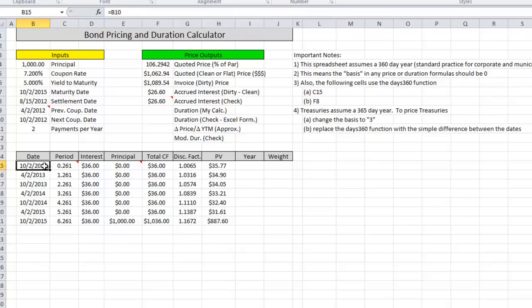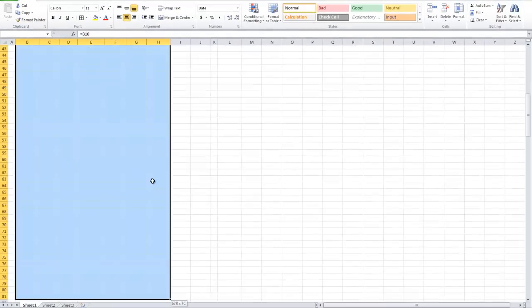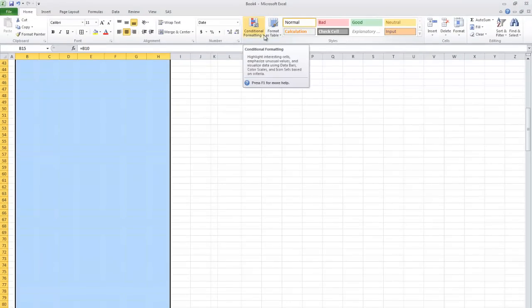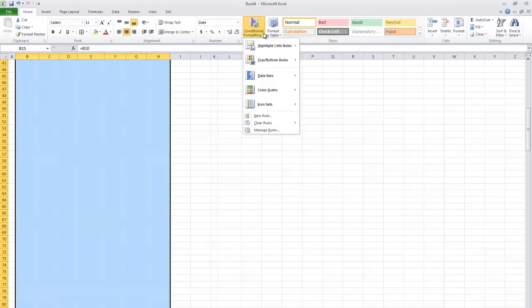But I'd also like to make this readable. I want to put some boxes around this. So let's just highlight everything that might eventually have content in it. Because remember, you could have a bond that's a 30-year bond, and if that were the case, all of these cells would have content in it. Highlight all those cells. Go up to this icon, which is on the Home tab. It's called Conditional Formatting. And we're going to select a new rule.